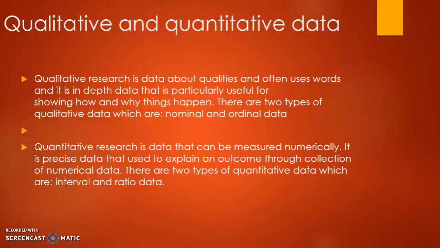Qualitative and quantitative data. Qualitative research is data about qualities and often uses words and is in-depth data, rich and usually very useful for showing how and why things happened. So it's normally high in validity. There are two types of qualitative data, which are nominal and ordinal data.